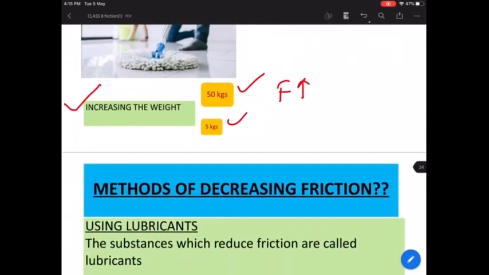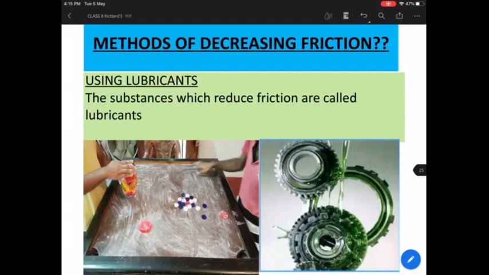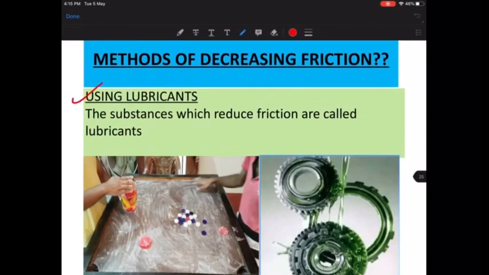Fine. Now, what are the methods of reducing the friction? I've told you 3 points for increasing the friction. Now we've come to reducing the friction. The points are exactly opposite to what we discussed in the case of increasing. Firstly, you can use lubricants. Now understand what lubricants are. A lubricant is any substance which helps in reducing the friction.